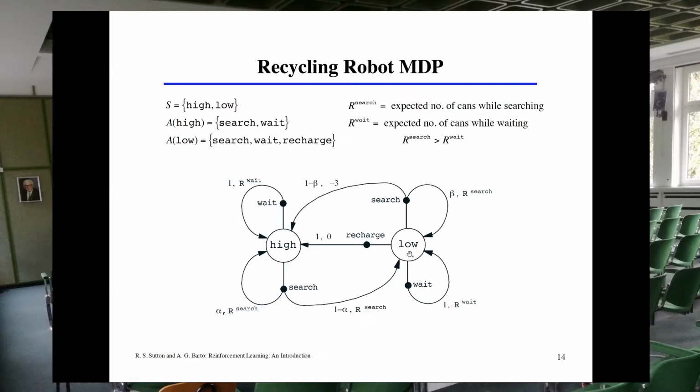If in low battery it performs a wait, with probability 1 it will remain in the same state, low, obtaining some reward, R wait. And if the agent performs the action recharge, it will move to state high with probability 1, but it will receive zero reward. So recharging has no reward. So here you can see all the elements.